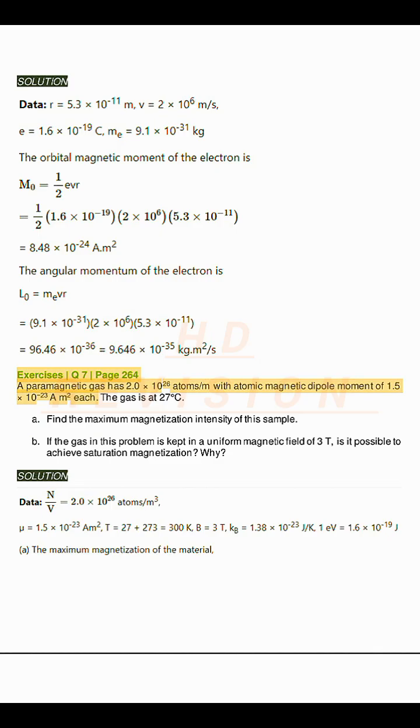Exercises, Q7, page 264. A paramagnetic gas has 2.0 × 10^26 atoms per cubic meter with atomic magnetic dipole moment of 1.5 × 10^-23 Am² each. The gas is at 27 degrees Celsius. A, find the maximum magnetization intensity of this sample. B, if the gas in this problem is kept in a uniform magnetic field of 3 T, is it possible to achieve saturation magnetization? Solution.